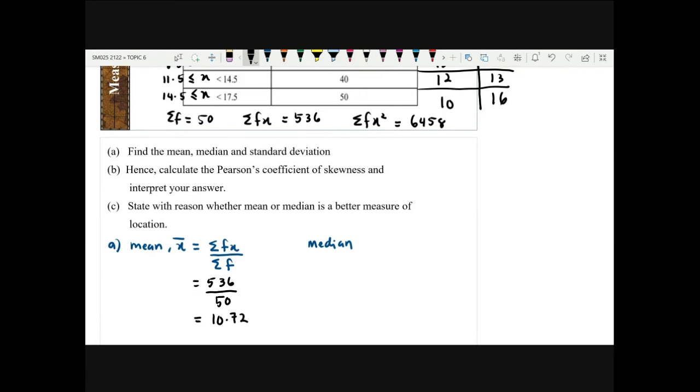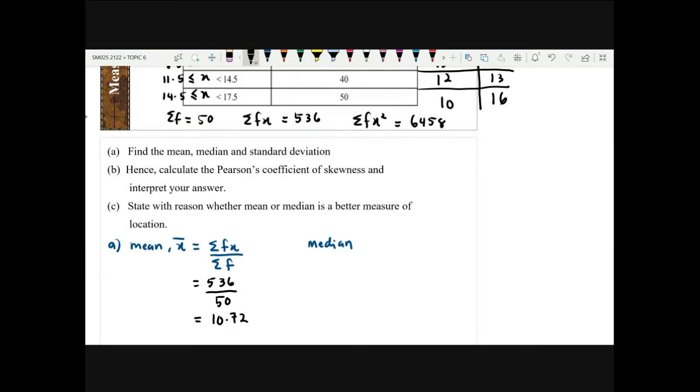Okay. Second one, we have to find the median. So, median tak ada dalam calculator. Dia tak boleh check kat situ. Okay, so kita kena kira yang ni manually lah. Alright, so remember, before finding median, you have to check the class first. Kita kena cari dulu class median ada kat mana.